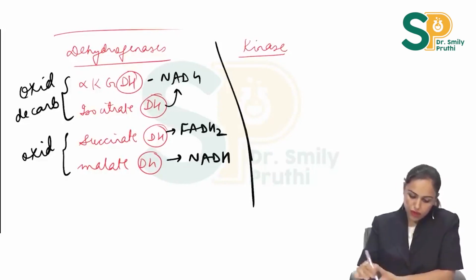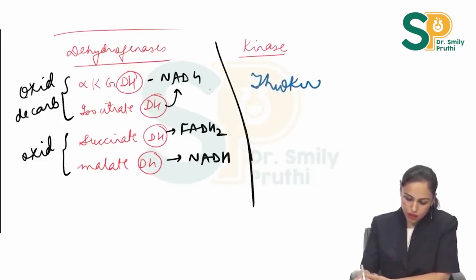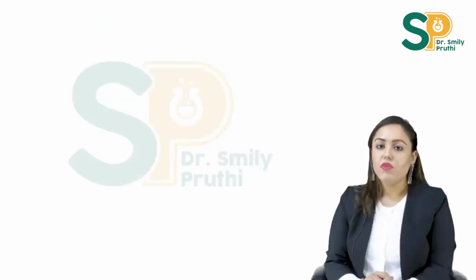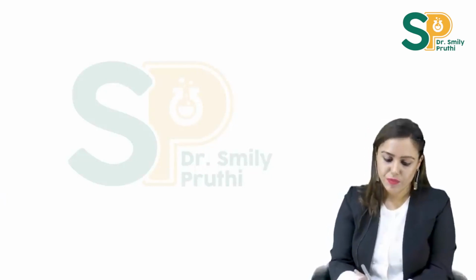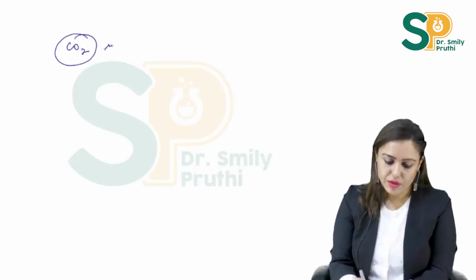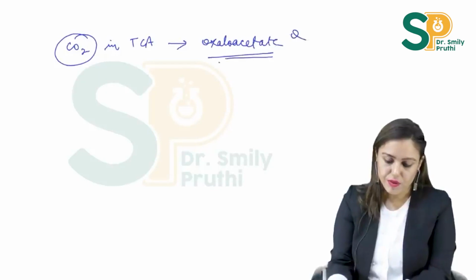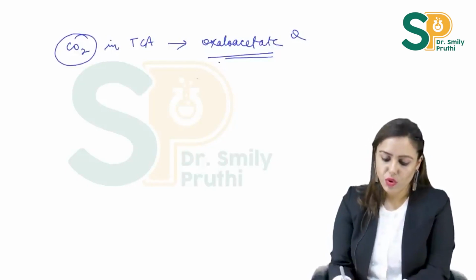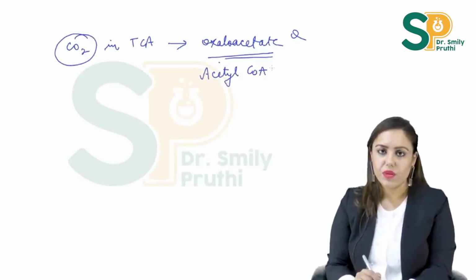Now, there is only one kinase, that is succinate thiokinase in TCA cycle, which is the only step of substrate level phosphorylation. Now we have to see the carbon dioxide which is released in TCA cycle. It is from oxaloacetate or acetyl-CoA. The carbon dioxide in TCA is derived from the carbons of oxaloacetate. If simply a question is asked, then you go for oxaloacetate. If oxaloacetate is not given in the options, then you mark acetyl-CoA, right?